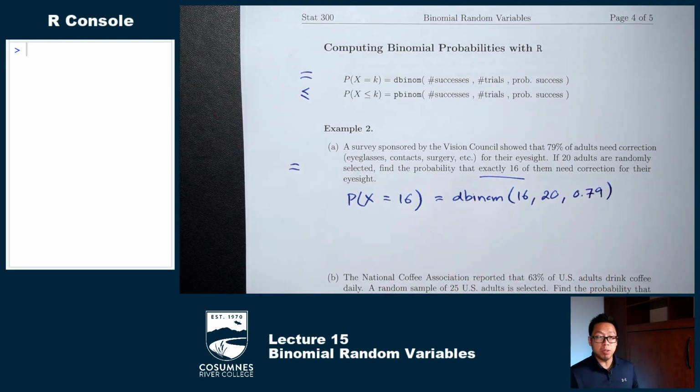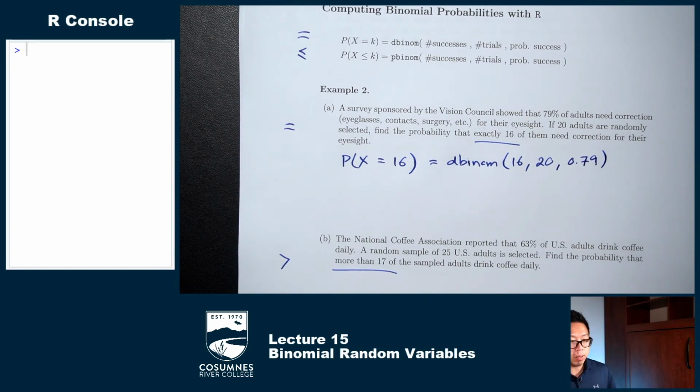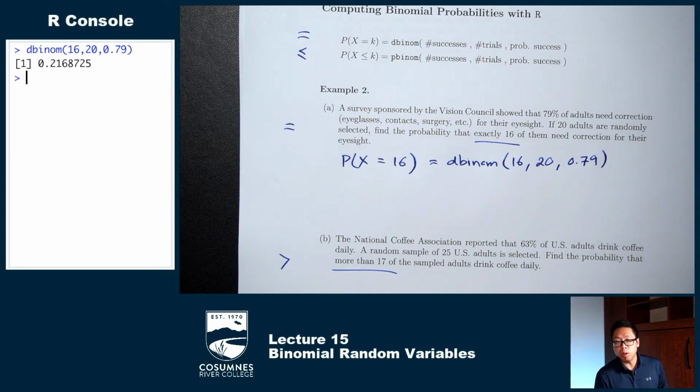And then we'll just type that into R. So in R, dbinom, parentheses, 16, 20, 0.79. And then we'll round to 3 decimal places. This is 0.217.